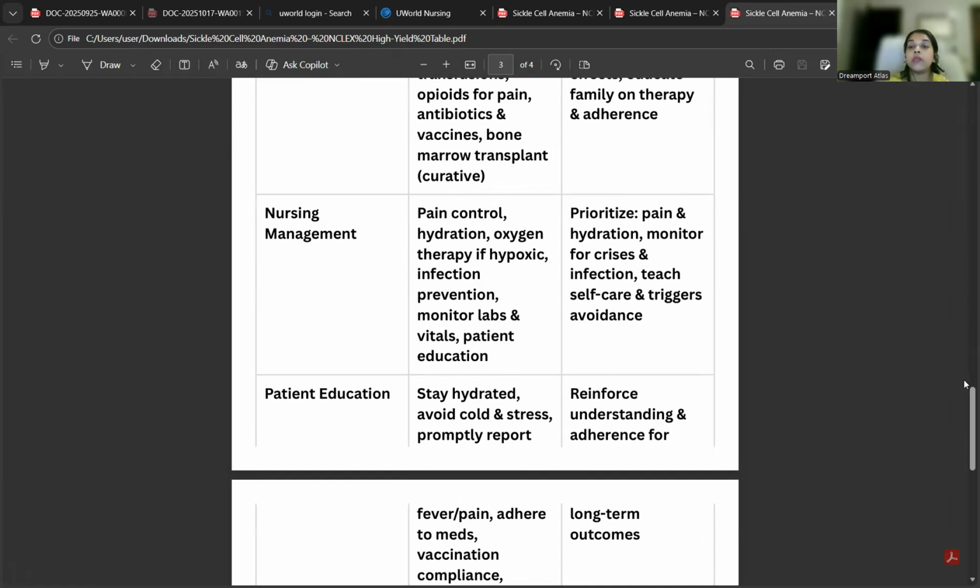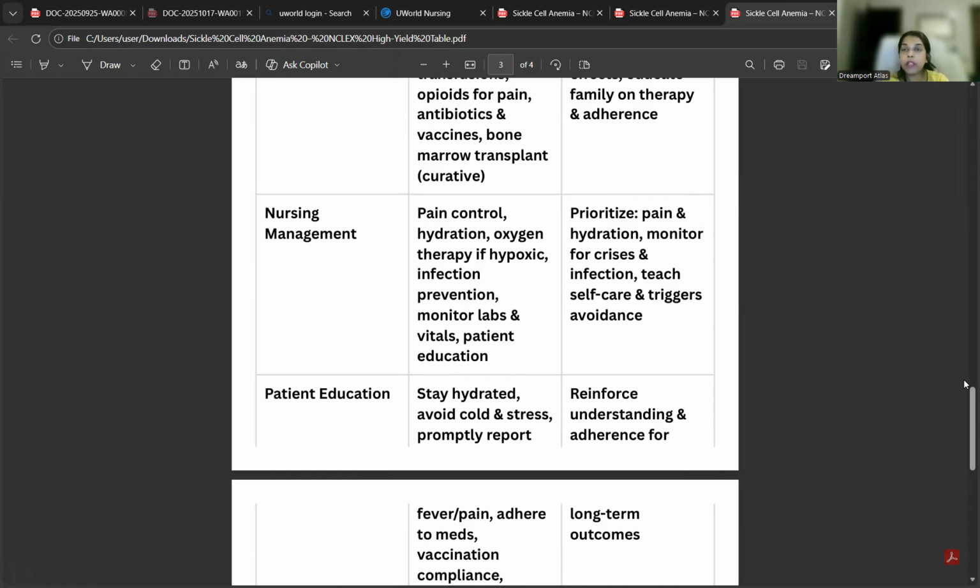Here our NCLEX focus is mainly that we have to give health education to the patient, and also we need to emphasize medication adherence, and engage the family to give care to the patient. And what is the nursing management?